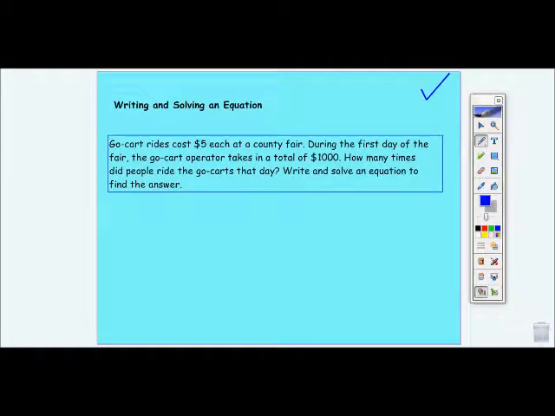So we're going to write and solve an equation for this next one. And we're going to talk about some go-karts. It says go-kart rides cost $5, and here's an operational word, each. If I'm going to do something each, that is multiplying. At a county fair, during the first day of the fair, the go-kart operator takes in, that means they got a total of, $1,000. That means the equals. So it equaled $1,000 at the end of the first day. How many times did the people ride the go-karts?